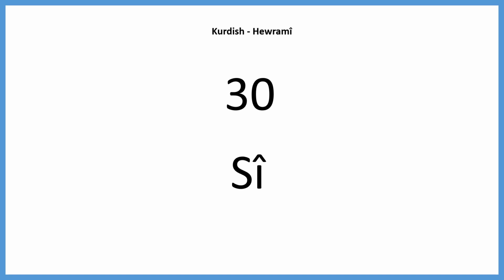30. Si. So now we know that if we wanted to say 31, we would say si yuwa, and if we wanted to say 32, we would say si duer. So now we will count up in tens.